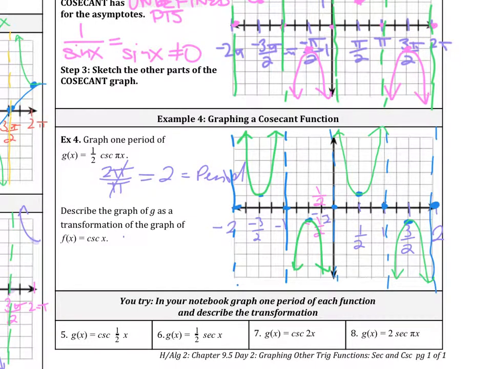So if you tried it out, this is what the graph should look like. The minimum is -1/2, the maximum is 1/2. And then the period changes to just a period of 2. So I start with 2, cut it in half again. And then the vertical asymptotes are wherever the sine graph would hit the x-axis. And then you finish up the graph.